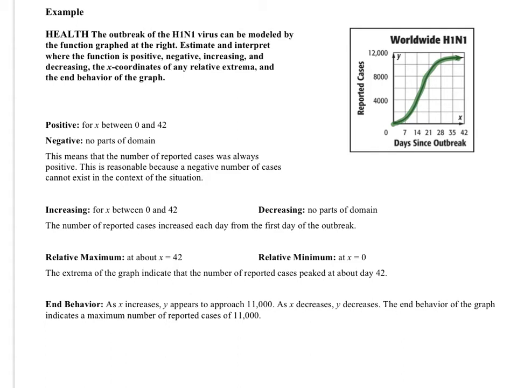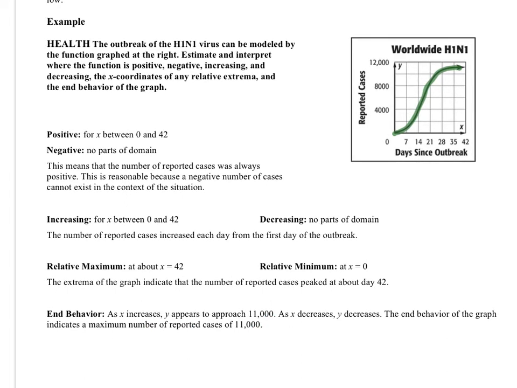And then for the left end behavior, as we go from left to right, it appears to be going down. So as x decreases, y decreases. And really, again, since we're not talking about negative days, we don't have to talk about it going to negative infinity. Just as we go backwards, it's decreasing. So like they say, the end behavior of the graph indicates a maximum number of reported cases of 11,000. Now we'll go to the next page.